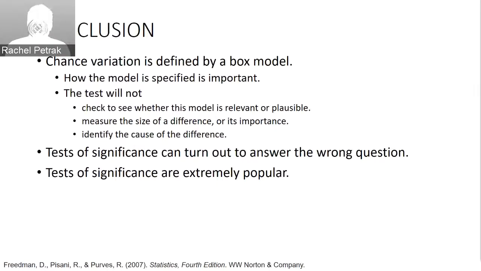The test can only tell you whether a result is likely to be due to chance variability or not. It doesn't tell you for sure if the result is due to chance variability. It can't tell you whether the model is relevant or even plausible. It can't measure the size of a difference or the importance of a difference or the cause of the difference.